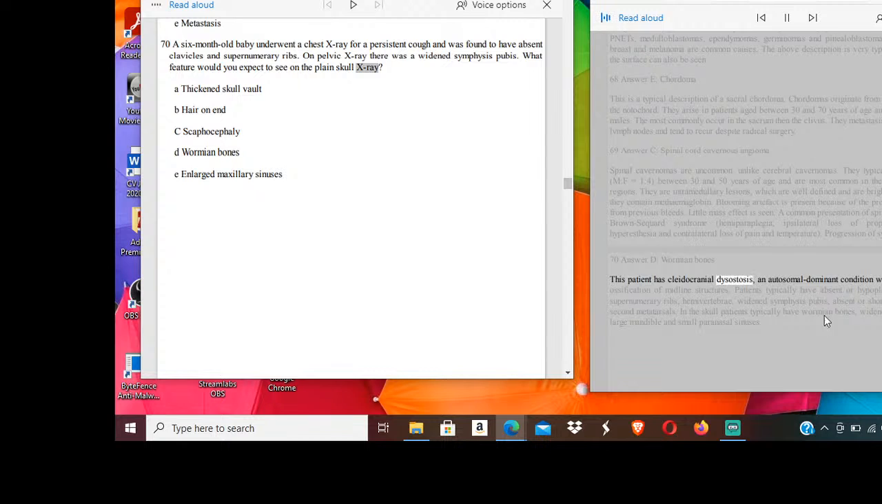This patient has cleidocranial dysostosis, an autosomal dominant condition which results in delayed ossification of midline structures. Patients typically have absent or hypoplastic lateral clavicles, supernumerary ribs, hemivertebrae, widened symphysis pubis, absent or short radius and elongated second metatarsals. In the skull, patients typically have Wormian bones, widened anterior fontanelles, large mandible, and small paranasal sinuses.